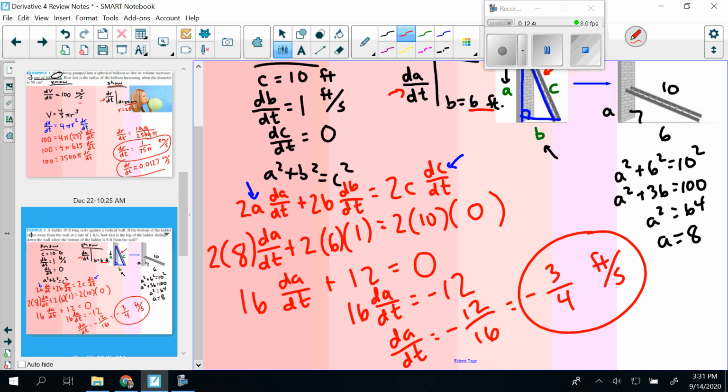In this case, the negative, what that indicates is that this is moving downward. So usually in these problems, up is positive, down is negative, right is positive, left is negative. So that just indicates the direction. The speed is 3/4 of a foot per second.